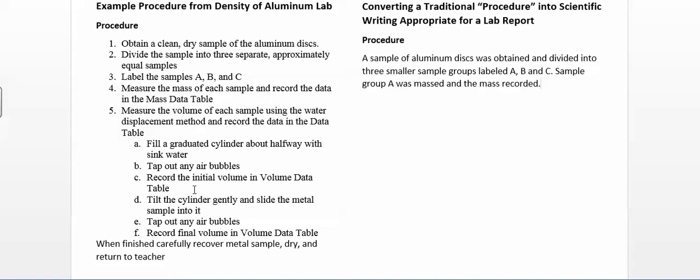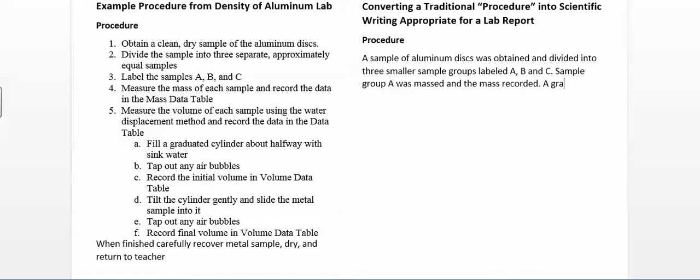Moving on now to step 5, which is the water displacement step. Notice that there's a number of details here. Not all of those details are actually going to make it into the lab procedure itself. Remember, in a procedure, you're actually writing for a scientific audience. It is assumed that a scientific audience knows how to use water displacement to obtain a volume. So here we go, turning step 5 into a procedure.